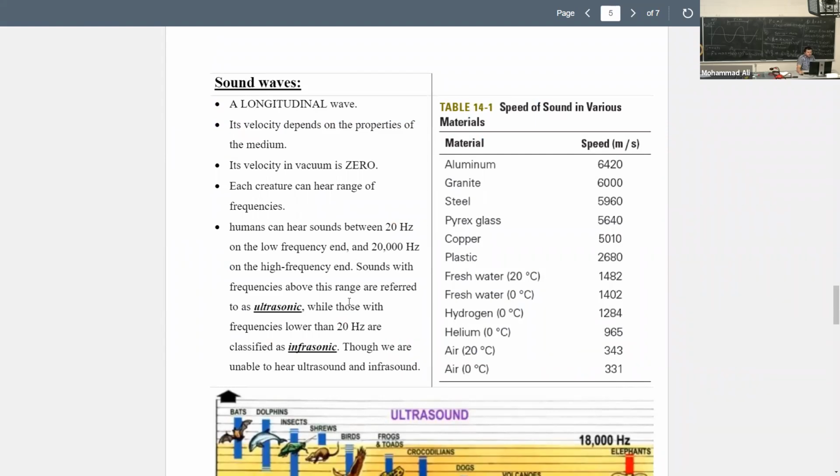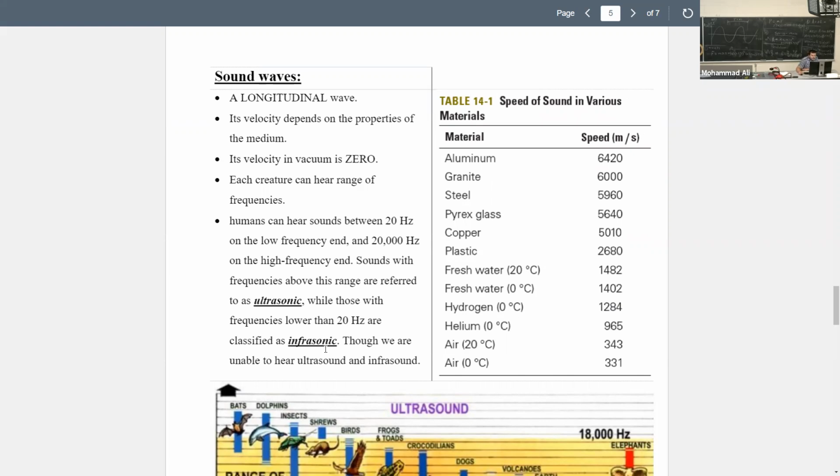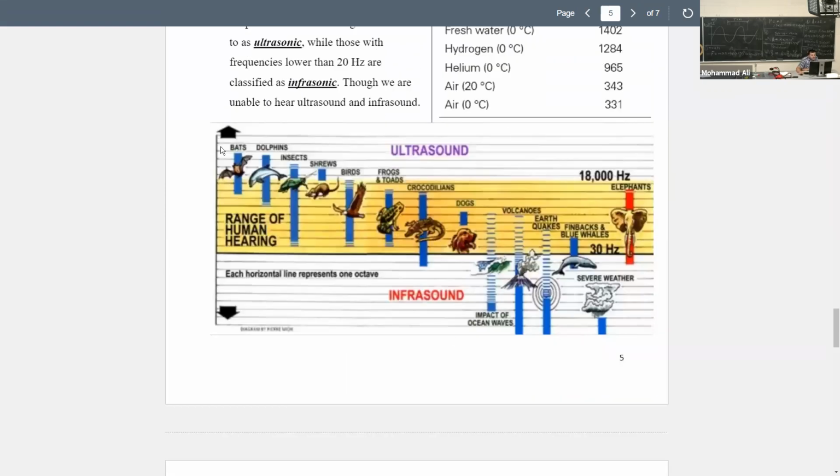This is all about sound. The main thing is we have different sound speed in different materials. We have a limit for humans to hear from 20 to 20,000 hertz. Frequencies above 20,000 are ultrasonic. Frequencies below 20 hertz are infrasonic. Each creature has its region to hear from.